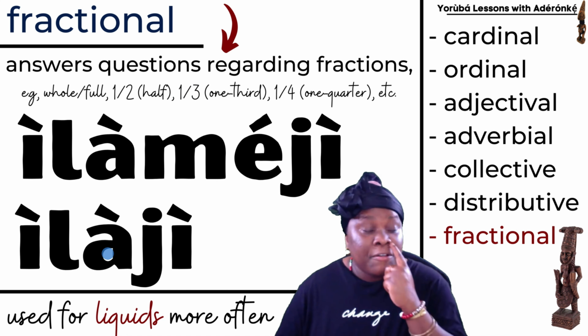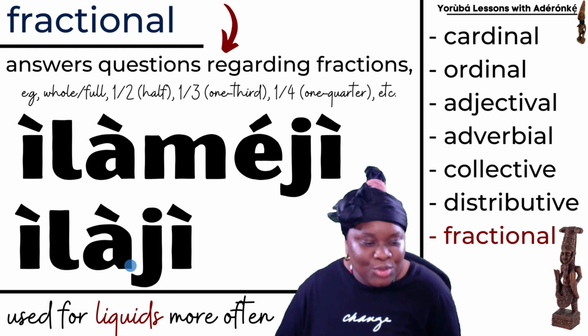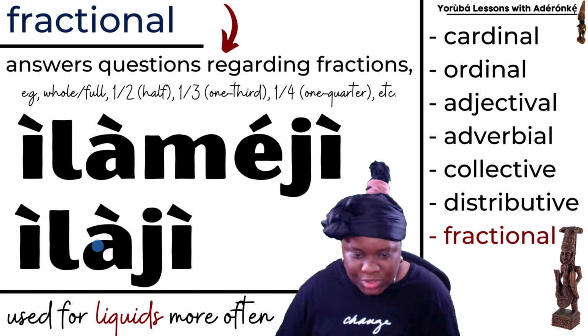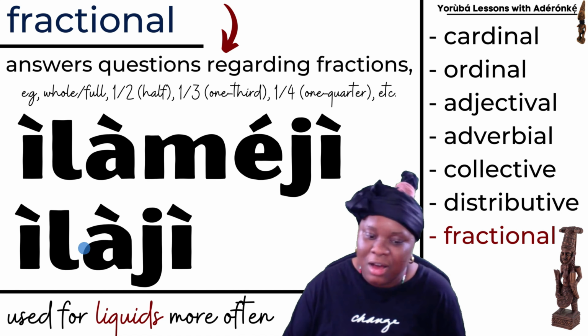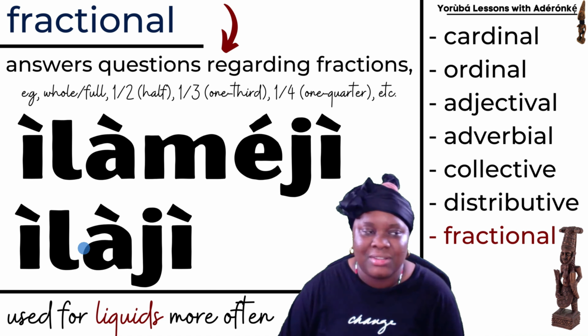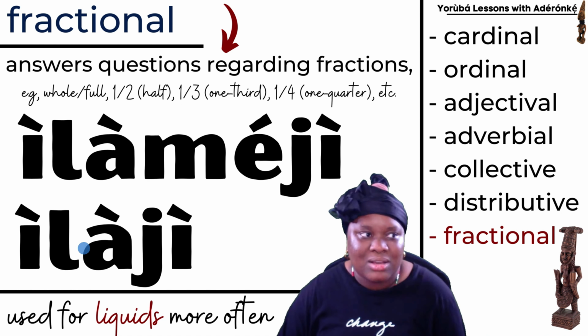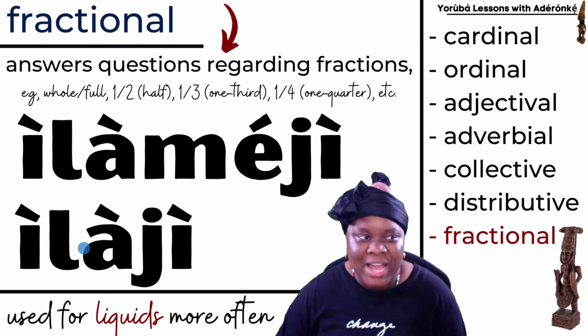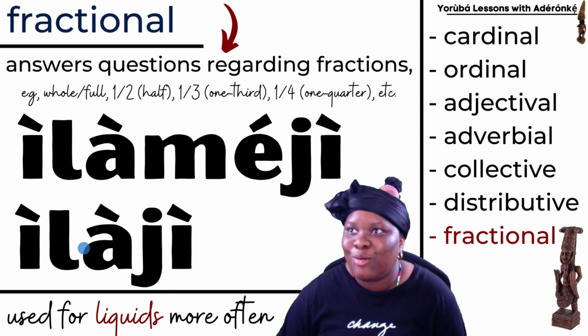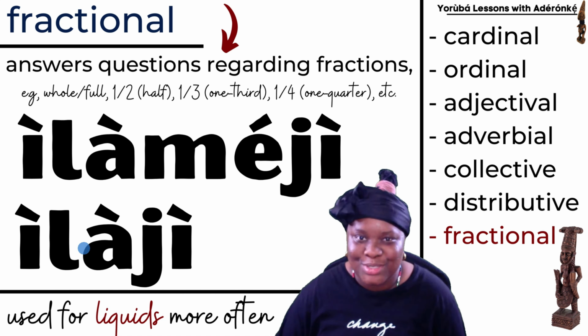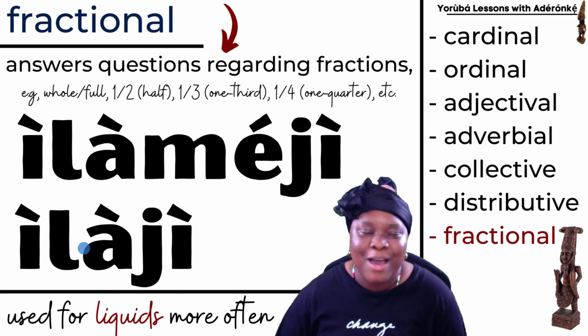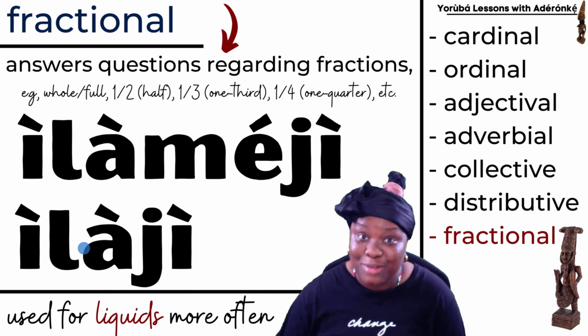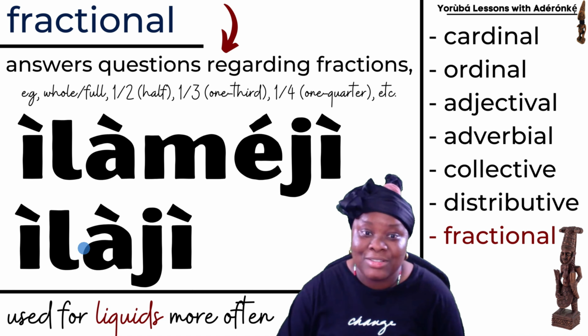Ìlàjì. For a thing that is not liquid, you could use ìlàjì ọsàn, half of an orange. It would still work, but many people would just say ìdajì. While these are correct, there's also the idea of common use. So I'm very obligated to tell you how people actually speak.